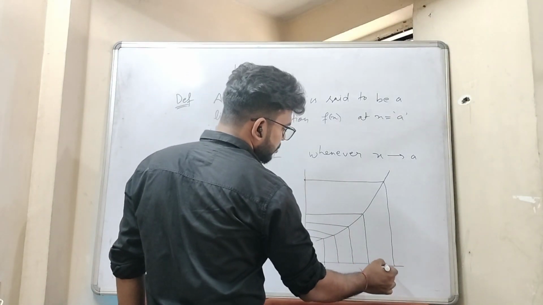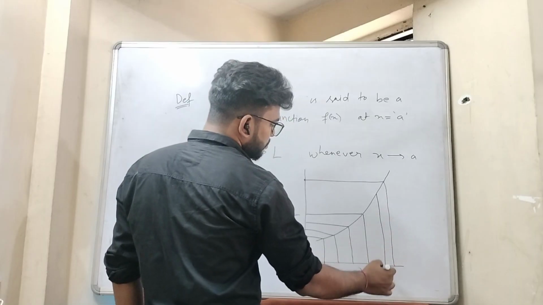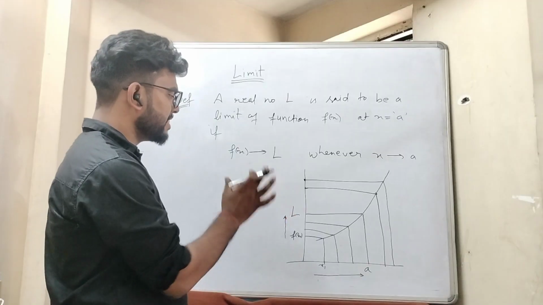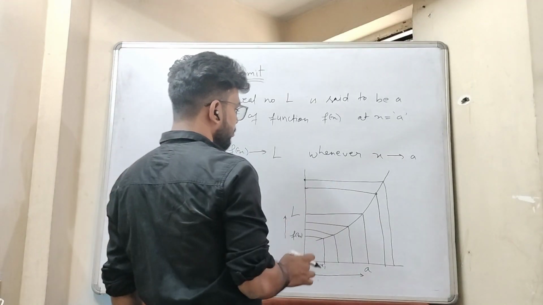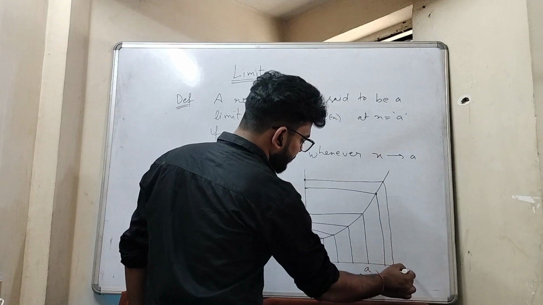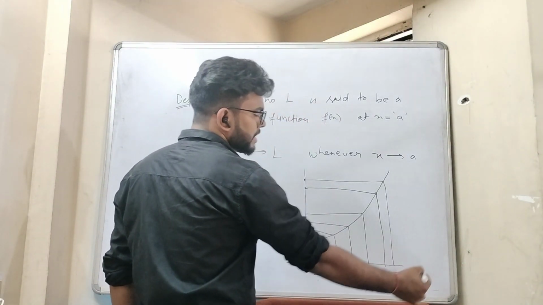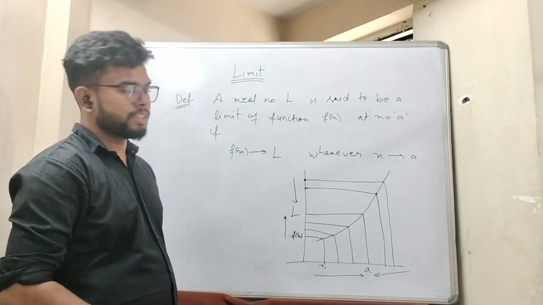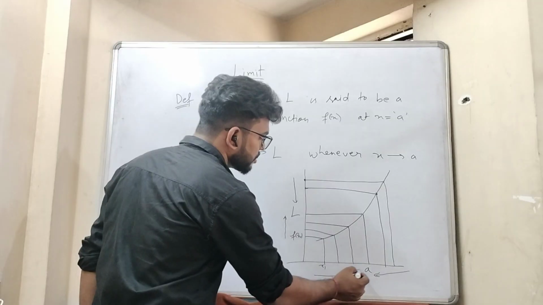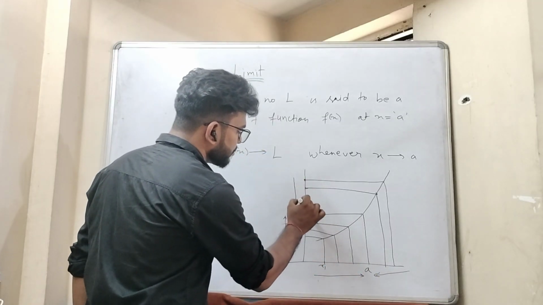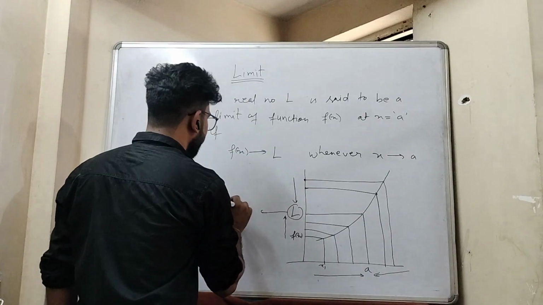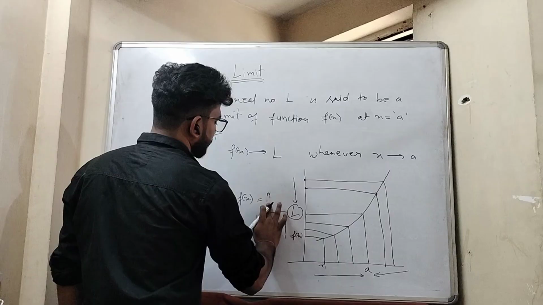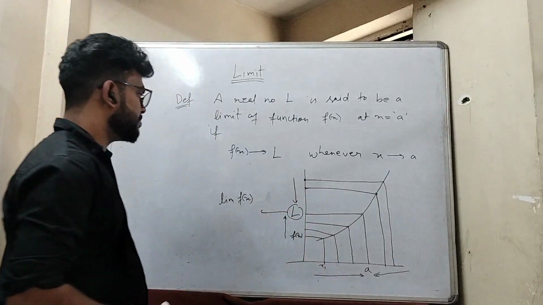Similarly, from the other side, at this value my function value is here. When I get closer to point A, my function value corresponds to this. The graph is not perfect, but it looks like this. So when I approach the point A from the right hand side, my function value is again approaching point L. This means whenever I approach the point A, my function values approach L, and so this L is the limit of the function f of x.